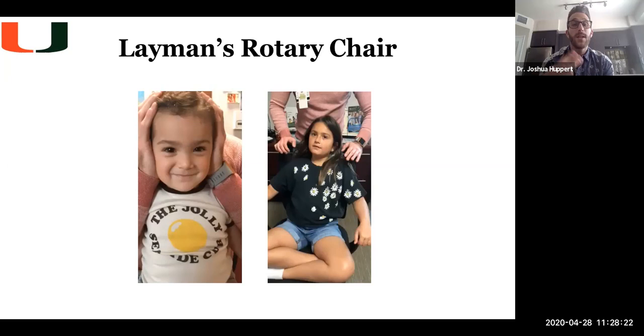You can either have the child sit independently and spin the chair and then stop it after a couple seconds and look at their eyes. Or in a smaller kiddo, you can actually have the parent hold the kiddo's head facing forward. And then you can have someone else spin the chair and then again, stop after a few spins and see what the eyes are doing. So I'll show you both examples of those.